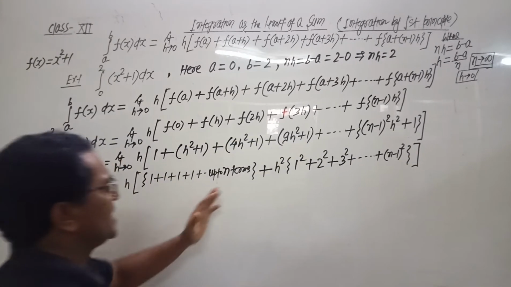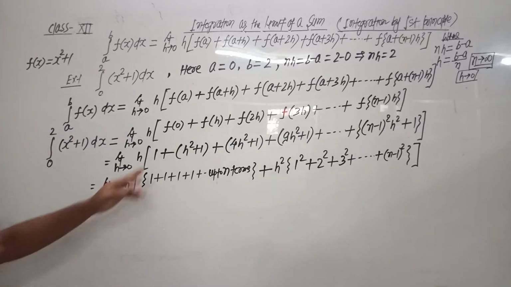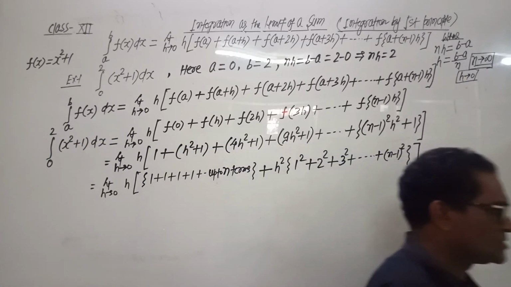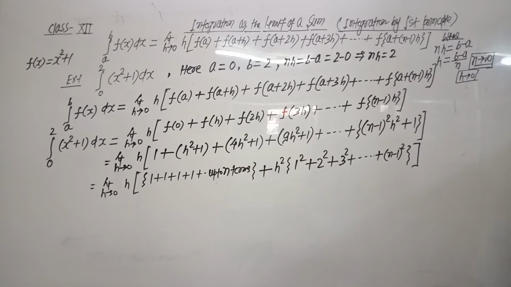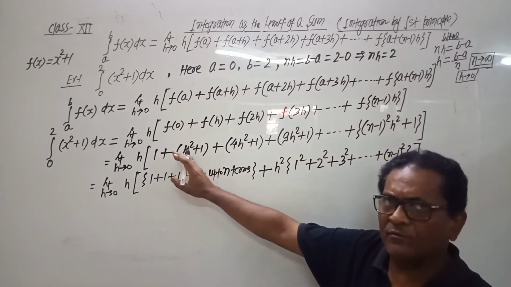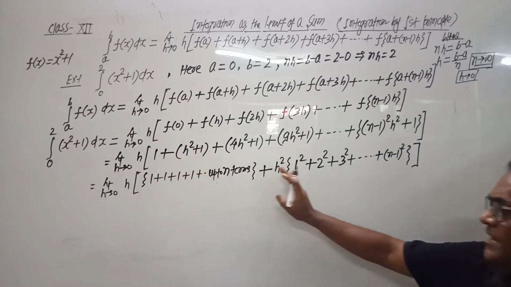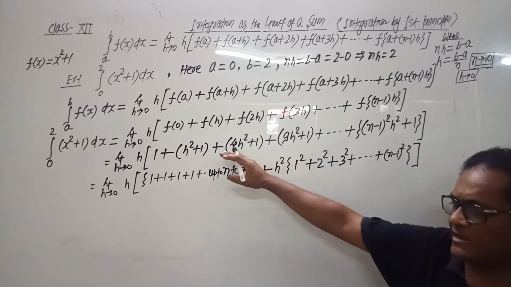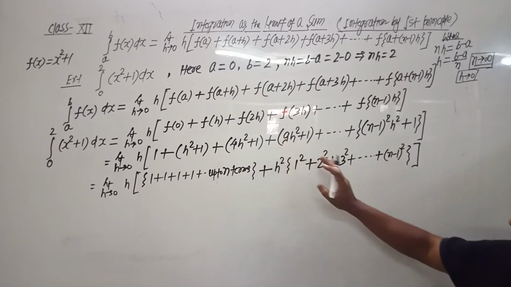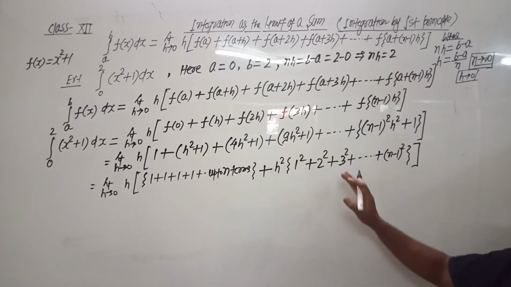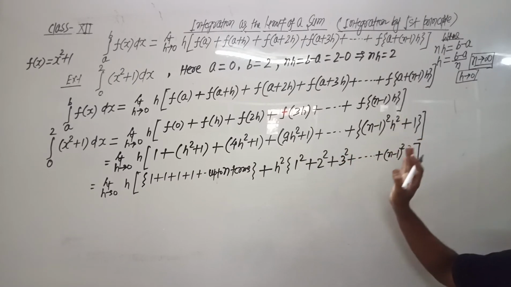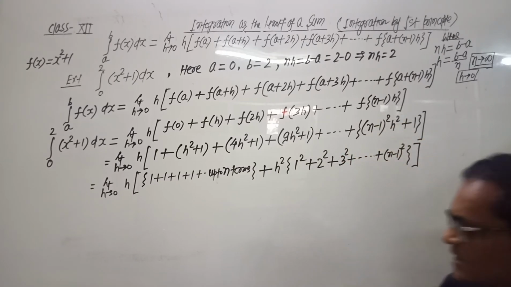We have separated the terms 1 plus 1 plus 1 up to n times, and h square we have taken common. Then here we get 1, and 1 can be written as 1 square. Here 4 can be written as 2 square. Here 9 can be written as 3 square. And h square we have taken common, and the last term is written as n minus 1 the whole square.